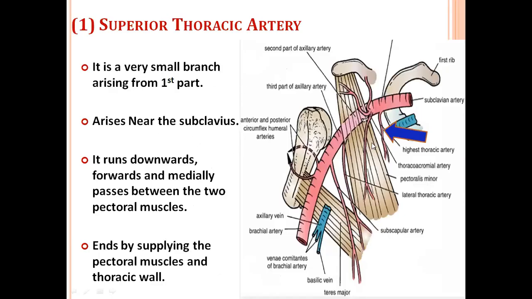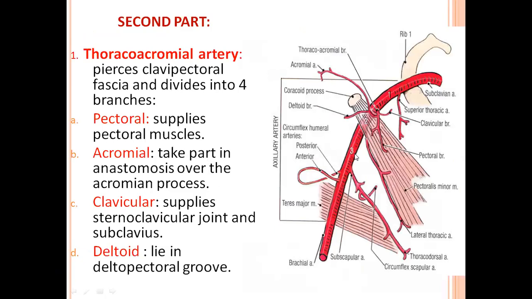Now let us talk about the very first branch from the first part of the axillary artery. What is the name? It is the superior thoracic artery, a very small branch arising from the first part. It arises near the subclavius muscle. It runs downwards, forwards and medially between the two pectoral muscles, pectoralis major and minor. And of course, as the name suggests, it is in the thoracic region supplying these two major muscles, the pectoralis major and minor.